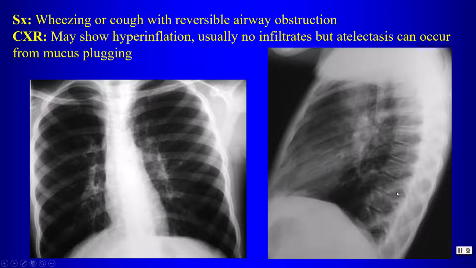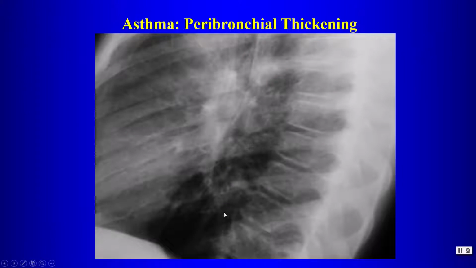You have to look very closely on the lateral view to notice it, and if you do, you'll see some subtle peribronchial thickening here around these airways. On the lateral view, they just look a little bit thicker than normal. So peribronchial thickening, especially in a child, is a common finding associated with asthma.